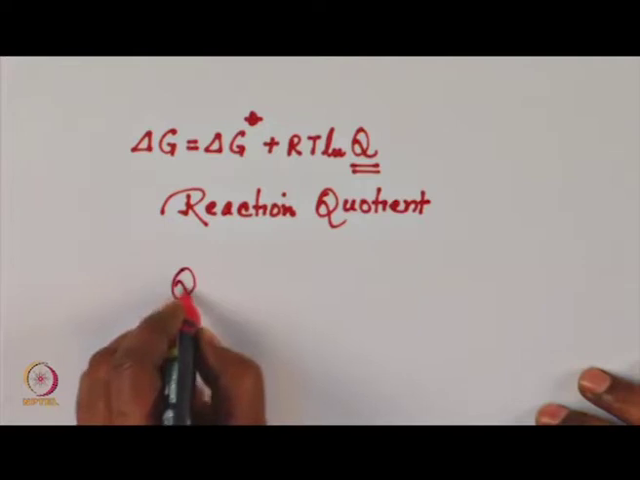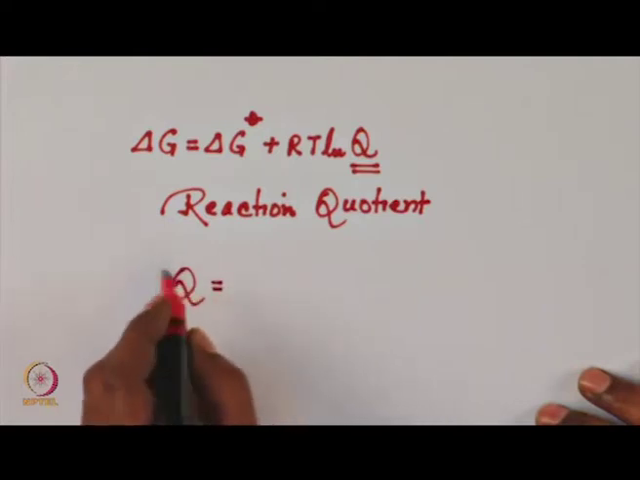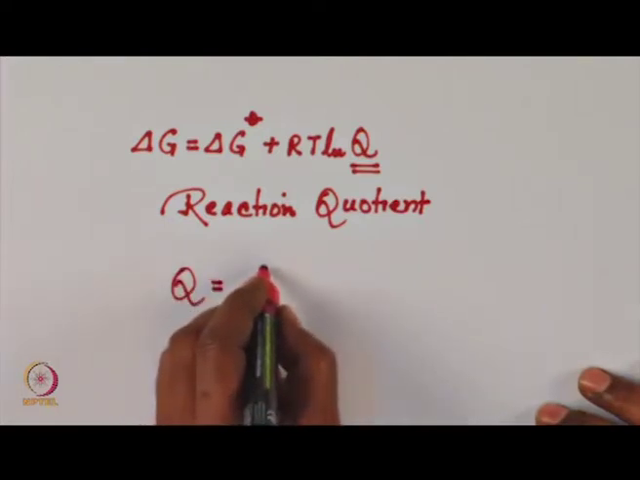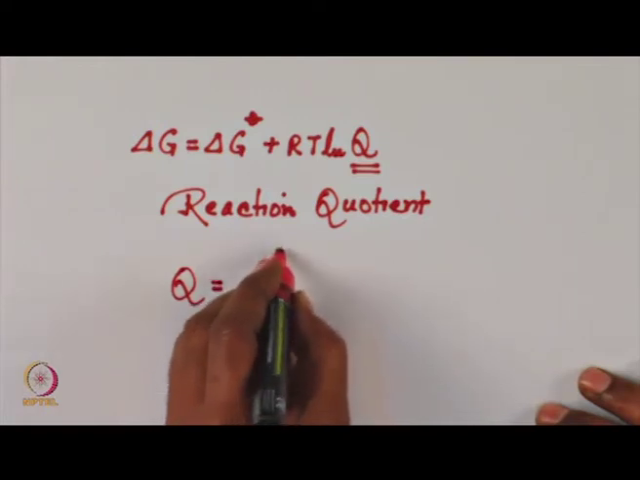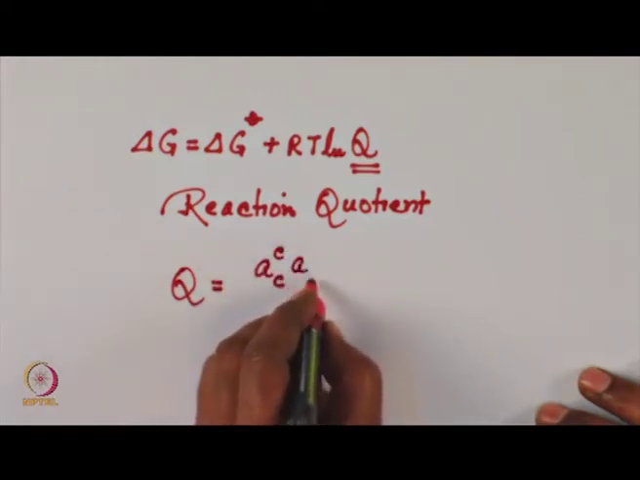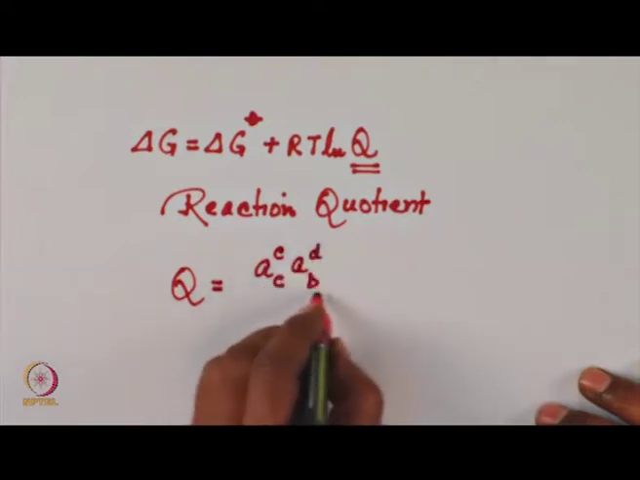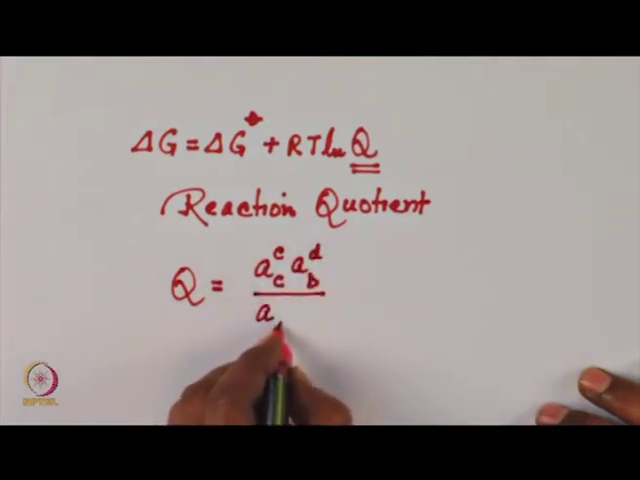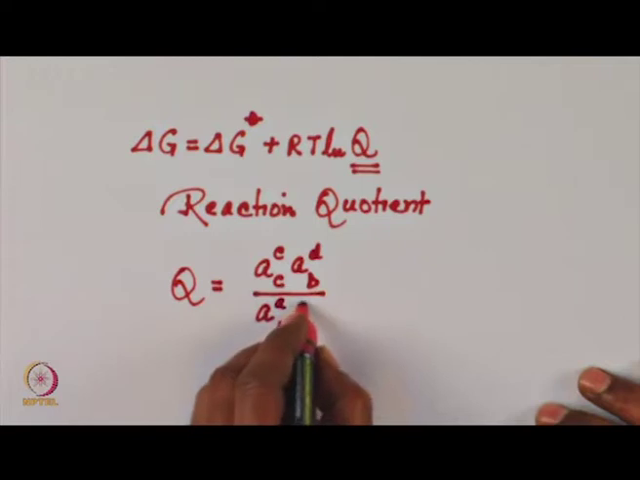And Q, what we obtain in this particular case which we are discussing, is activity of C raised to the power C into activity of D raised to the power D over activity of A raised to the power A, activity of B raised to the power B.